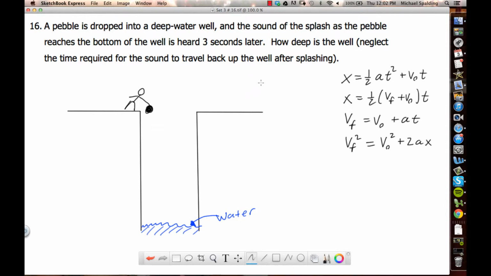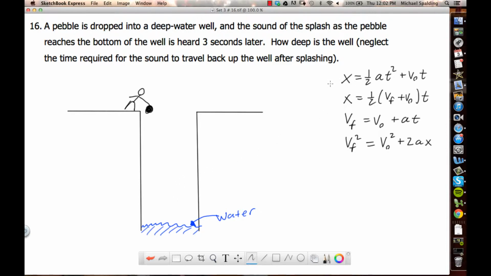So, a pebble is dropped into a deep water well. So I drew a picture of this well here. Water's at the bottom. And the sound of the splash as the pebble reaches the bottom is heard 3 seconds later. How deep is the well?